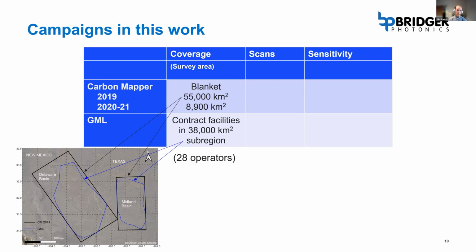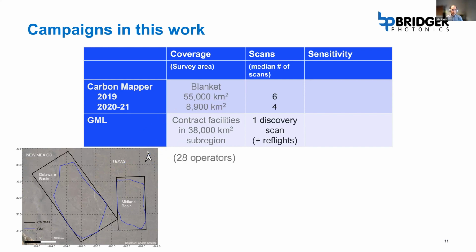GML, on the other hand, the GML data set that I'll be describing here is comprised of survey data from contracted client facilities within a 38,000 square kilometer subregion. And these surveys that we're all compiling together are comprised of infrastructure or facilities operated by 28 client operators. So we believe that this is representative of the mix in the larger region.